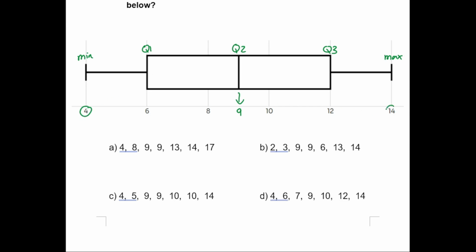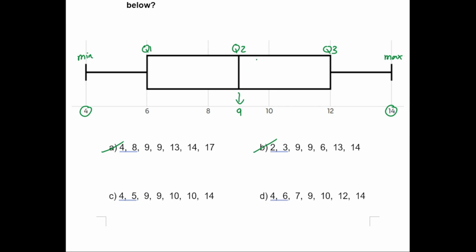So 4 and 14. Look at A. We've got 4 is the minimum, which agrees with my box and whisker plot. My maximum is 17, which does not agree with my box and whisker plot. We can cancel that one out. Okay. B. My minimum is 2. It does not agree with my box and whisker plot, so we can cross that out already. Okay. C and D, my minimum is 4, my maximum is 14 for both of them. So now we have to look at Q2.